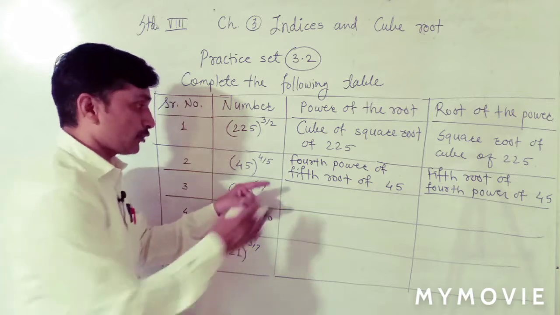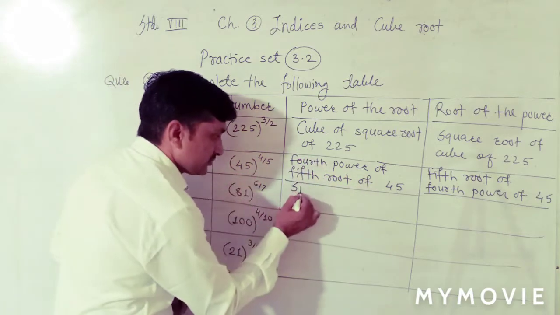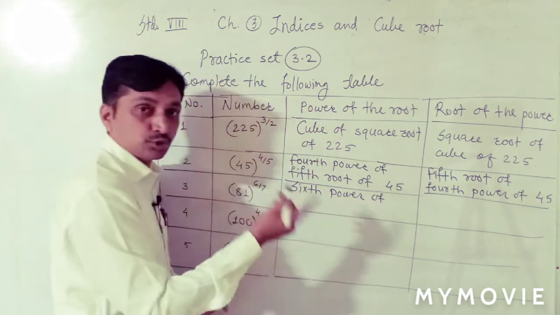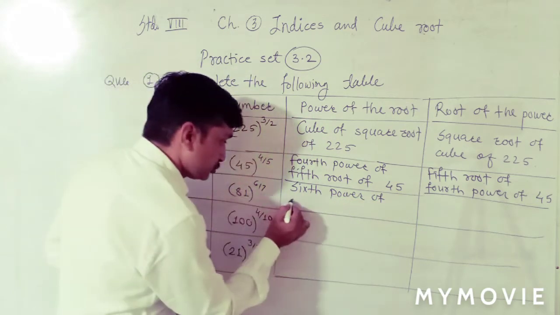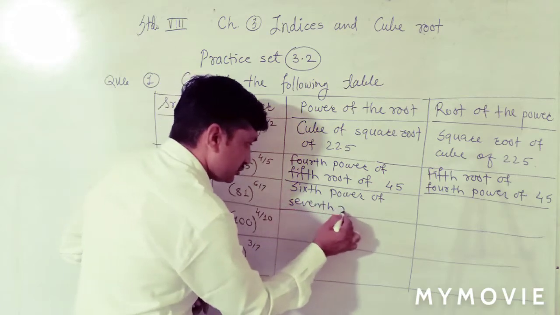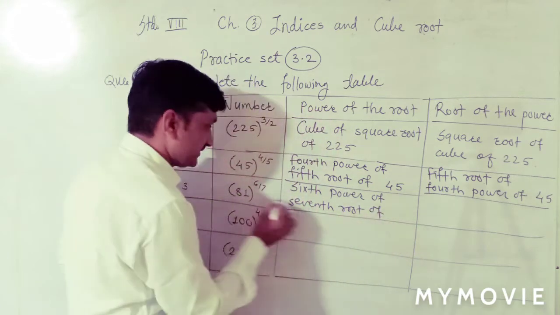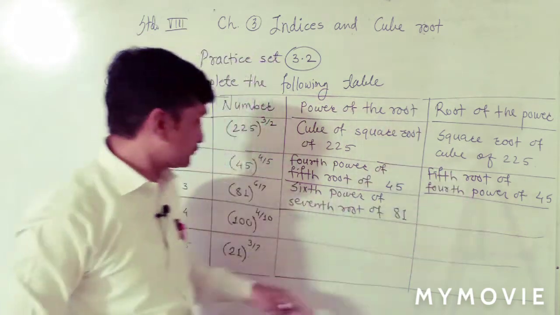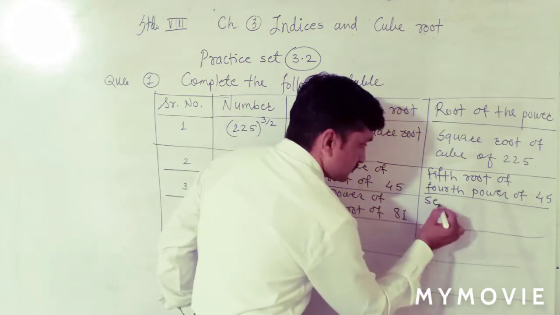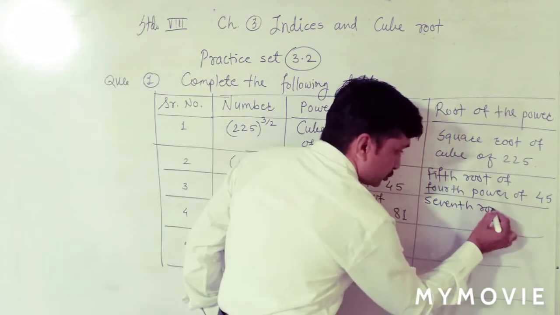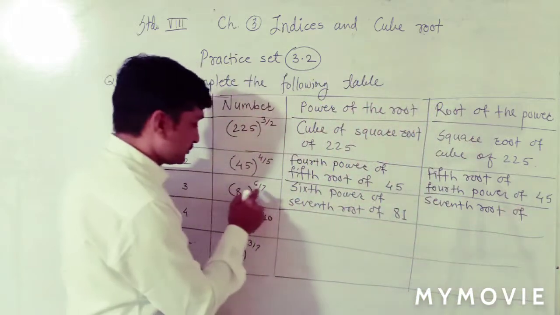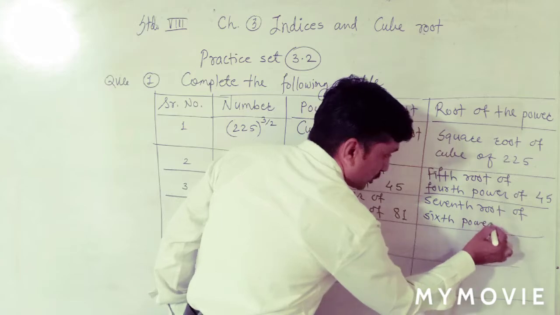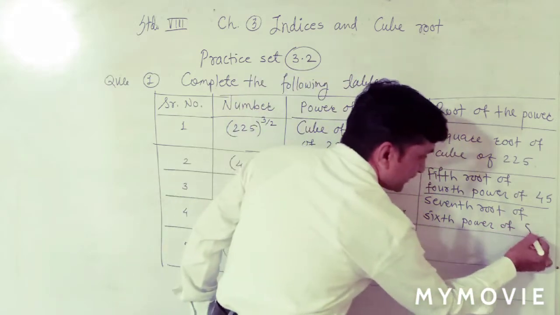Third, 81 raised to 6 upon 7. What is power? Sixth power. Sixth power of, then root. What is root? Seventh root of the base. What is base? 81. In the second way, start from the root. What is root? Seventh root of, what is power? Sixth power of the base. Base is 81.